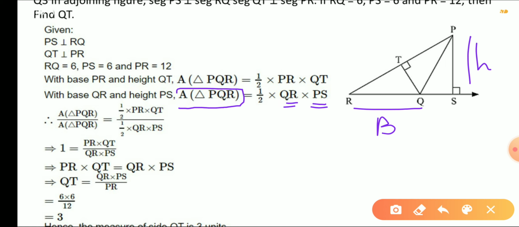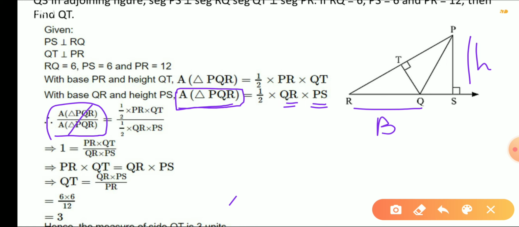Therefore, we are getting the same triangle but with a different formula with respect to the change in base and height. So we take the ratio of these two, that is area of triangle PQR upon area of triangle PQR, which is half into PR into QT upon half into QR into PS. Here the same terms get cancelled and we get 1 equals PR into QT upon QR into PS.